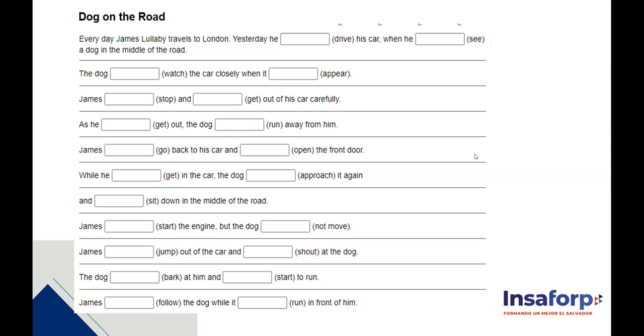The dog was crashing the car closely when it appeared. Thank you so much. Yeah, got it. When it appeared. Good. What about the next one? Let's see, now we are seven, eight connected. One more volunteer.